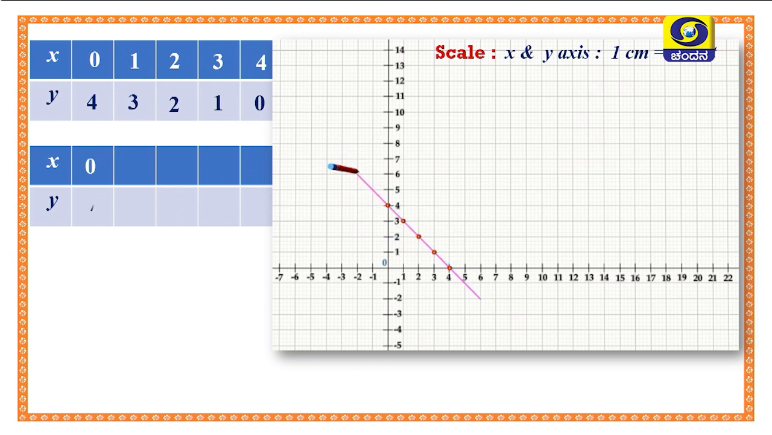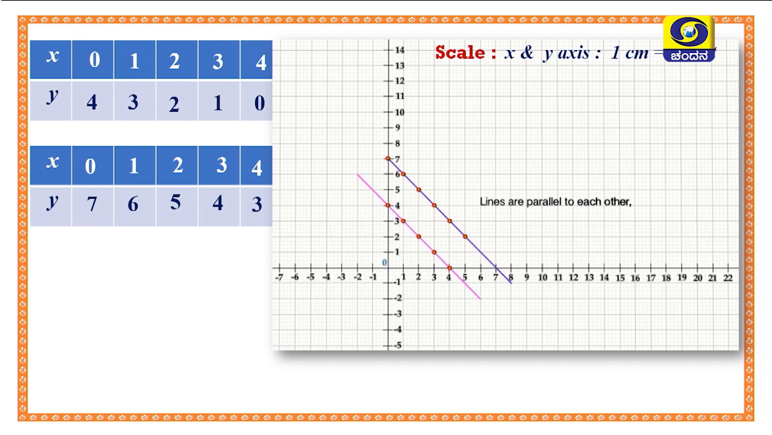Right. Now, second equation: x is equal to 0, y is equal to 7, 0 comma 7, 1 comma 6, right, 2 comma 5, x coordinate 2, y coordinate 5, 3 comma 4, yes, 4 comma 3. Now, join all these points, children. Yes, mark the intersection point, children, here.